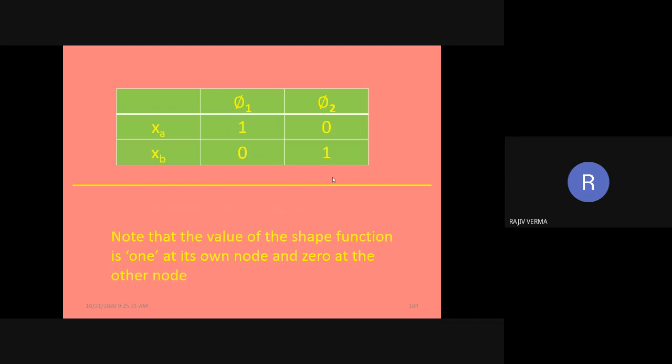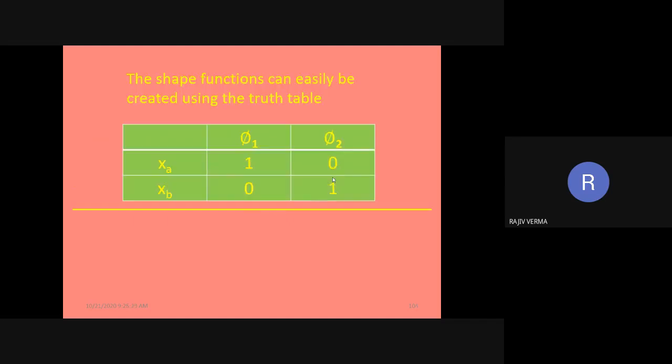Now with the help of this particular truth table, we can derive some thumb rules with the help of which we can derive the shape functions of any element. This is going to be discussed in the next slide. The shape functions can easily be created using the truth table.